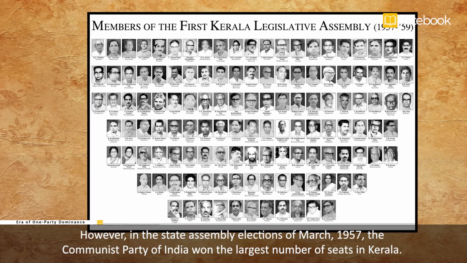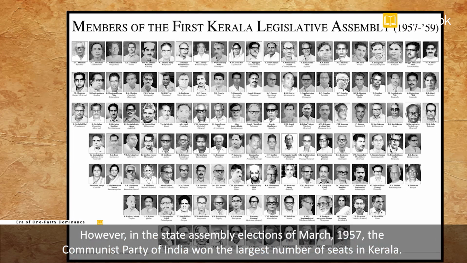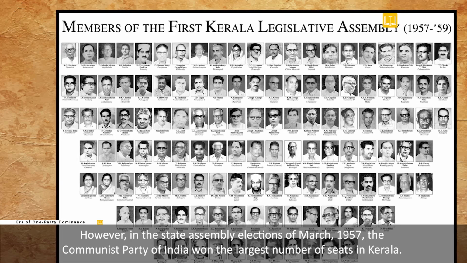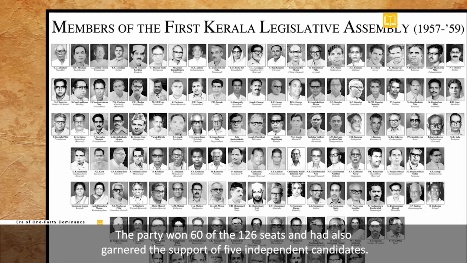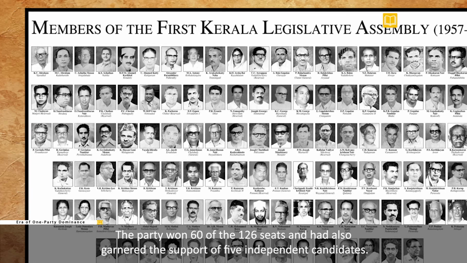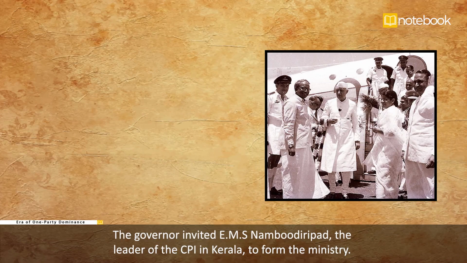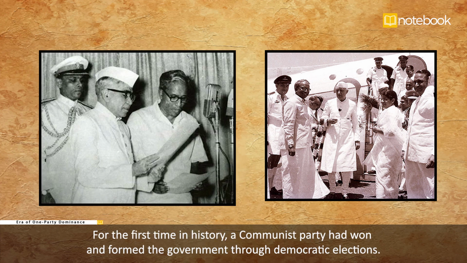However, in the state assembly elections of March 1957, the Communist Party of India won the largest number of seats in Kerala. The party won 60 of the 126 seats and had also garnered the support of 5 independent candidates. The governor invited E.M.S. Namboodiripad, the leader of the CPI in Kerala, to form the ministry. For the first time in history, a communist party had won and formed the government through democratic elections.